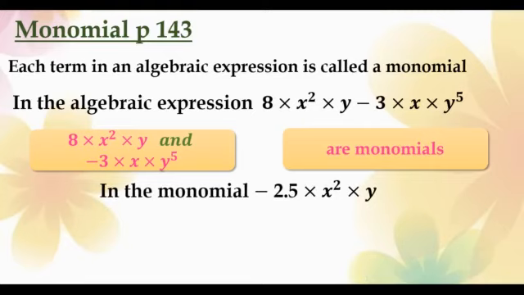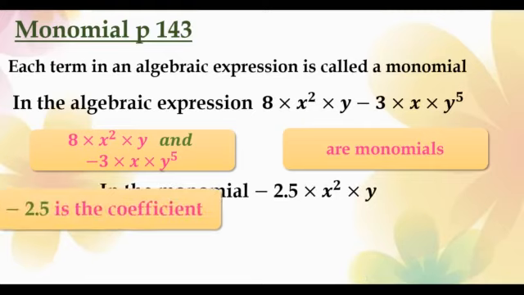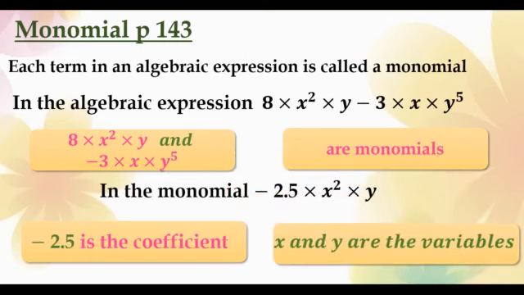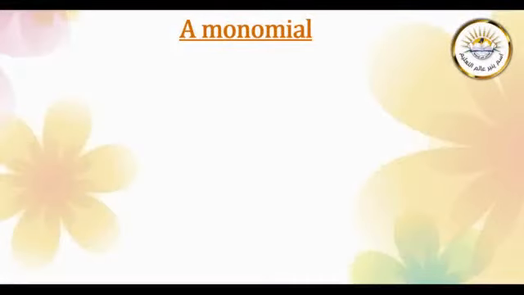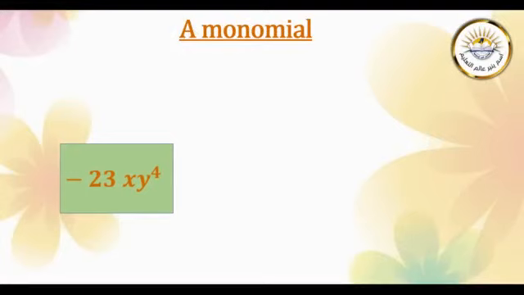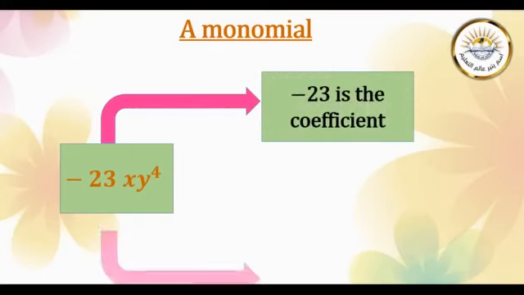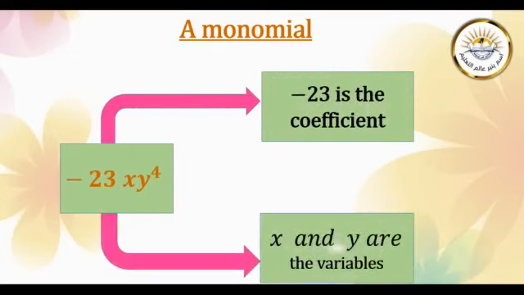In the monomial minus 2.5 times x squared times y, minus 2.5 is the coefficient, which is a real number. X and y are the variables because x and y are unknown numbers. They can be any number. That's why we call them variables. And in the monomial minus 23 x y to the power of 4, we have minus 23 as the coefficient, and x and y are the variables.